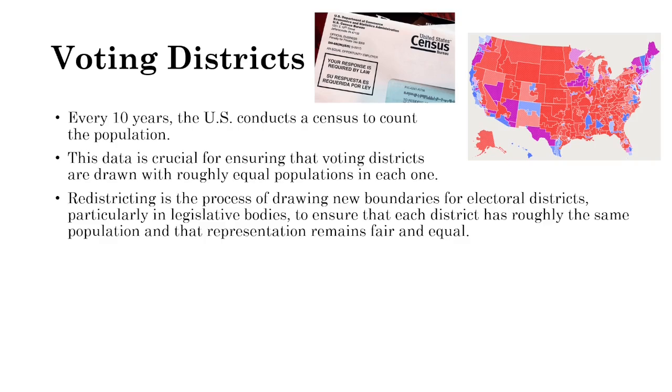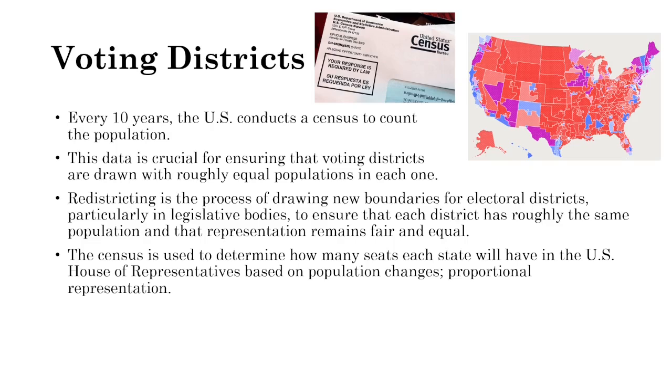We can see here in this map all the different electoral districts within the country, and they're all supposed to have relatively equal populations. The people within these districts will elect people for legislative bodies, like the House of Representatives. So it's very, very important that each district has roughly the same population so that representation in the federal government remains fair and equal.